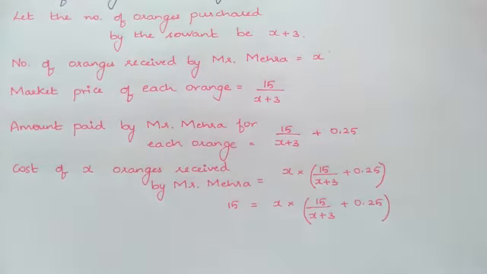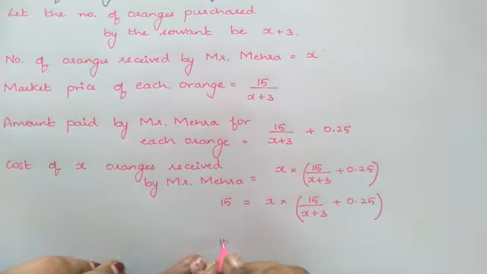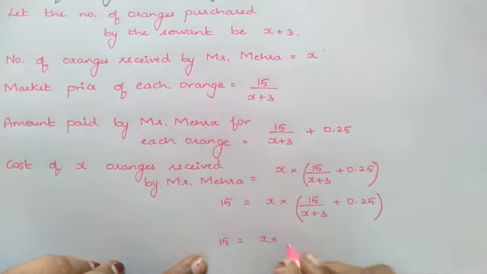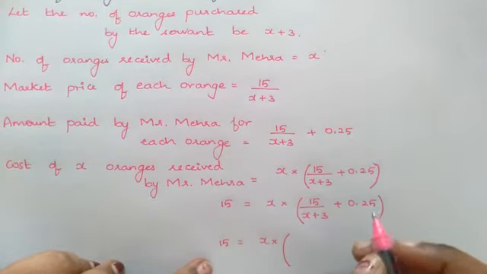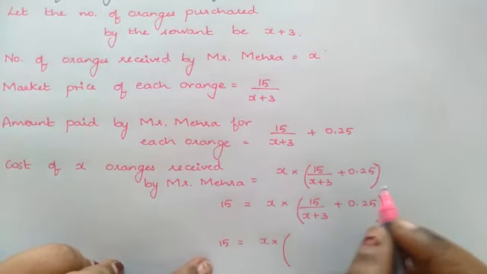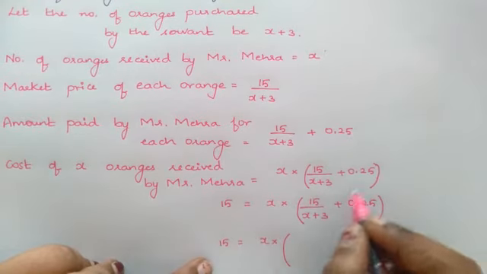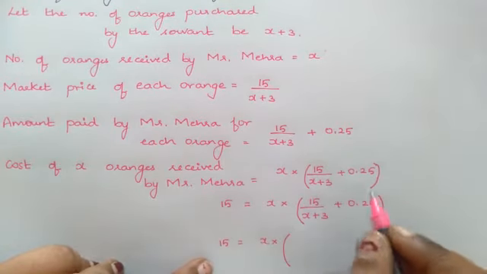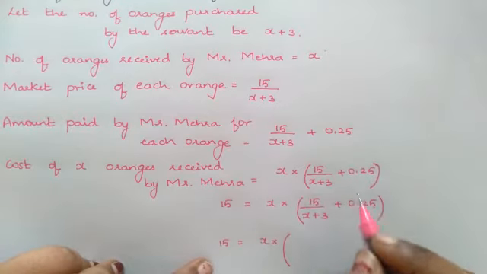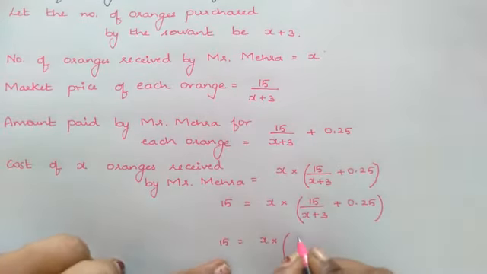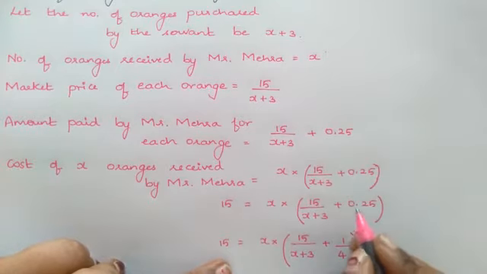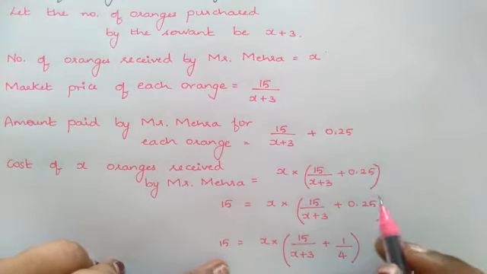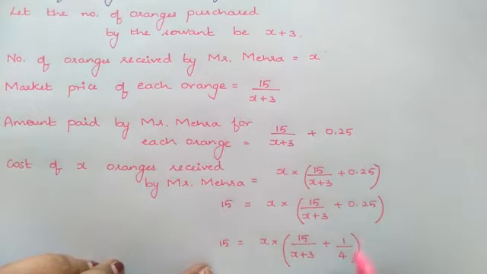Let's do that now. So this is 15 equal to x into 15 by x plus 3 plus 0.25. For convenience, shall we take 0.25 as 1 by 4? Because 0.25 is nothing but 25 by 100. Upon simplification, 25 by 100 is nothing but 1 by 4. So this will be 15 by x plus 3 plus 1 by 4. How did we get 1 by 4? Because 0.25 is 25 by 100, and upon simplification it is 1 by 4.